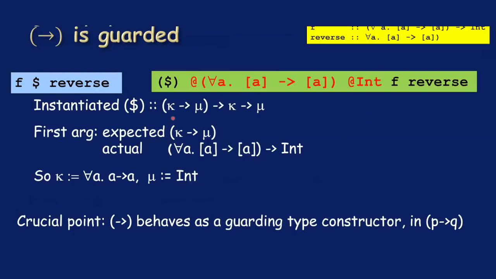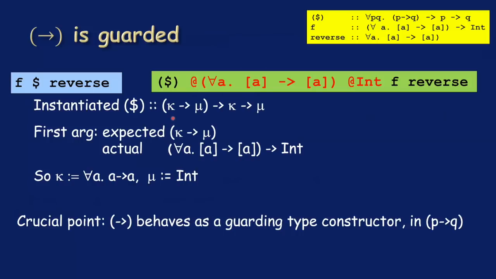Okay, let's see. So arrow also is going to be a guarding type constructor. So here is a use of $, that infix application, and I'm going to call it on reverse. But I'm going to call it with a pretty funny function. So this f has as its first argument a polymorphic function. So f applied to reverse would be fine, but f $ reverse means I have to instantiate $ again with a polytype. So first of all, I instantiate $ at the call of $. I instantiate it with kappa and mu instantiation variables. Then in the first argument, in Quick Look, I see that the expected is kappa arrow mu.